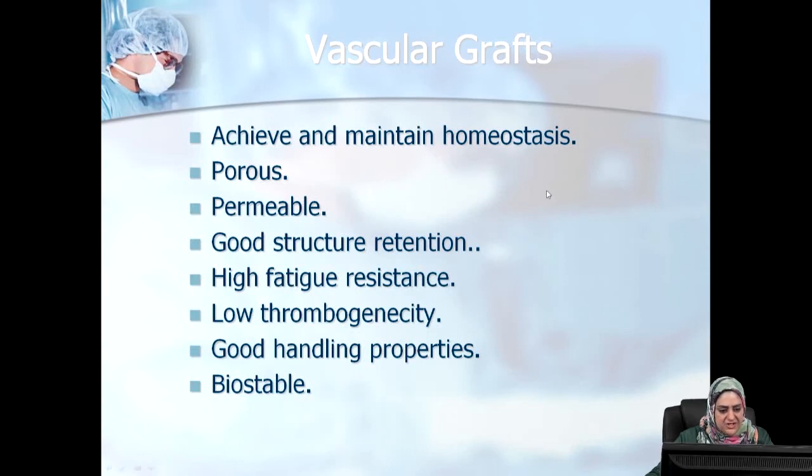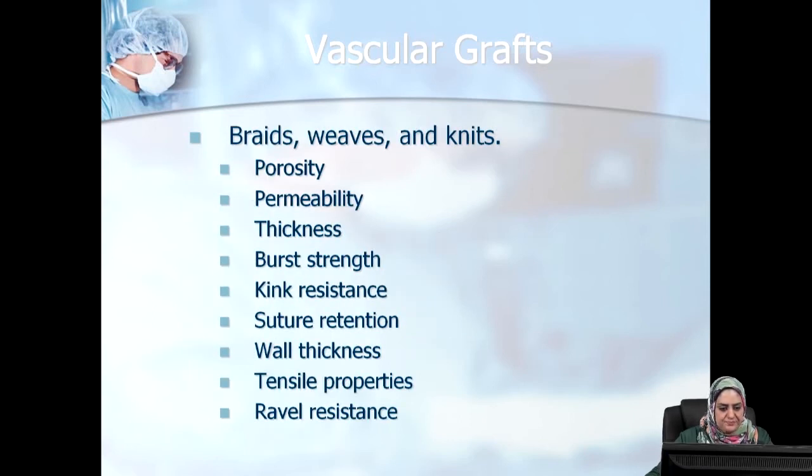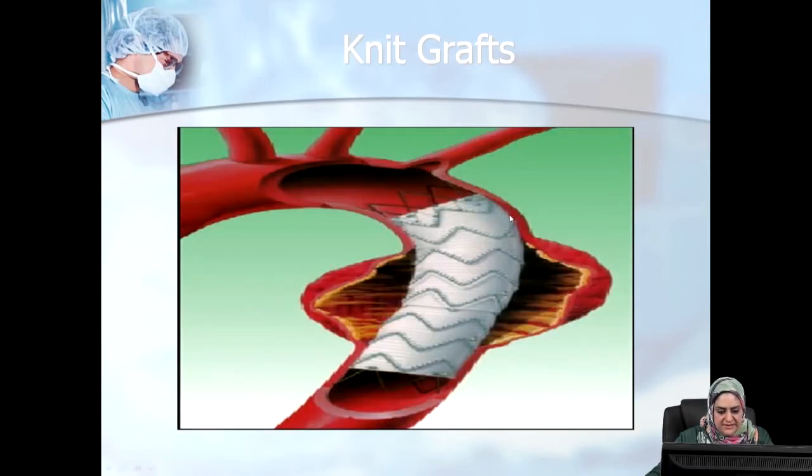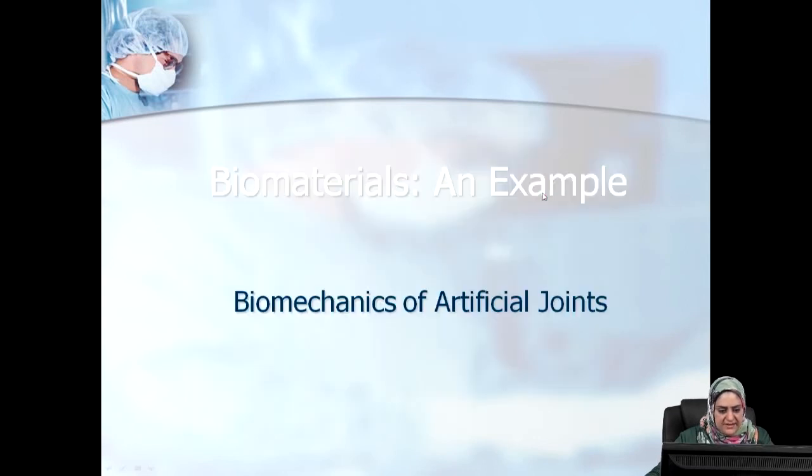Vascular graft: achieve and maintain hemostasis, porosity, permeability, good structure retention, high fatigue resistance, low thrombogenicity, good handling properties, and biostability. Properties include porosity, permeability, thickness, pore strength, kink resistance, suture strength, wall thickness, tensile properties, and burst resistance. Knitted graft, and the following represents the knitted graft.